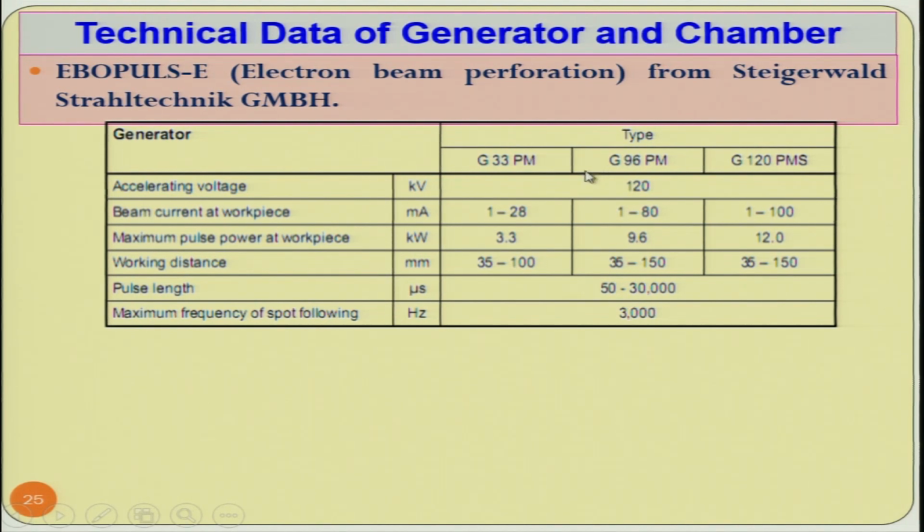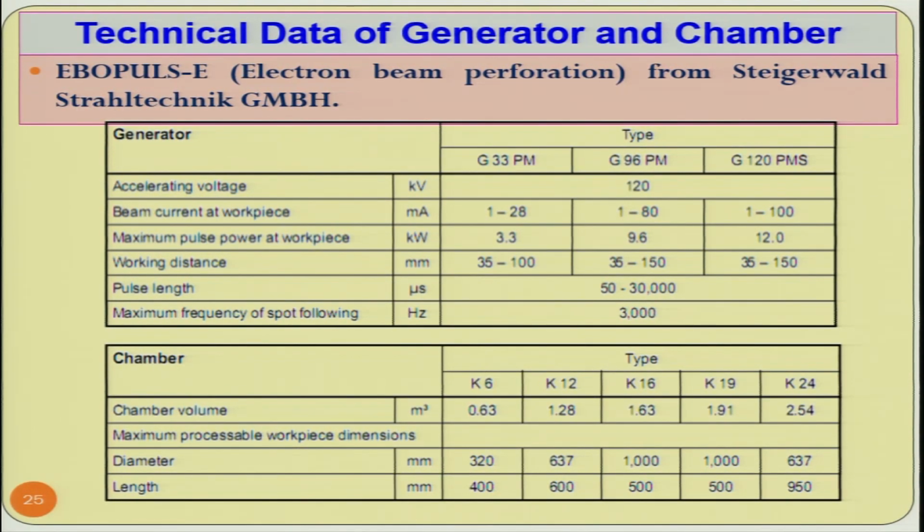These are the different types of generators. Three types of generators are there: G33PM, G96PM, G120PMF, and you can see that depending upon the type of generator you are using, the parameters you select for the generator are also changing. And then you can see the pulse length in microseconds, which may be 50 to 30,000 microseconds. This varies, as we have seen earlier; whatever your feature requirement is, accordingly you will decide the pulse frequency, the on time and the off time. Then the maximum frequency of spot following may be around 3000 or less, which will be decided by the on time and off time, or the total pulse time. They will decide what the frequency is going to be.